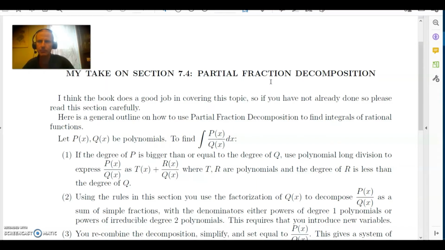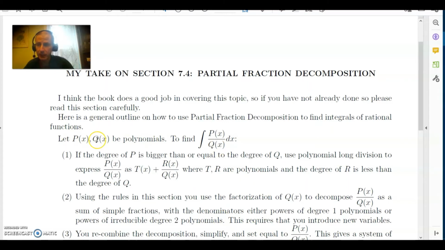In this video, I'll be giving you my take on section 7.4, which is about partial fraction decomposition. Partial fraction decomposition is a technique to convert a fraction into a sum of simpler fractions, and you can always do that to the point where you can just integrate the simpler fractions. Now, the book never gives a general procedure, so that's pretty much all I'm doing with this file.